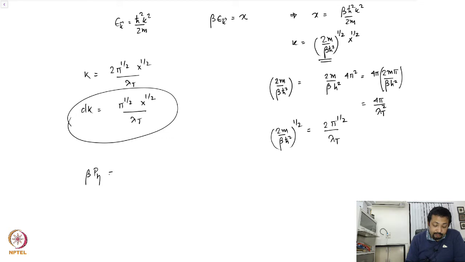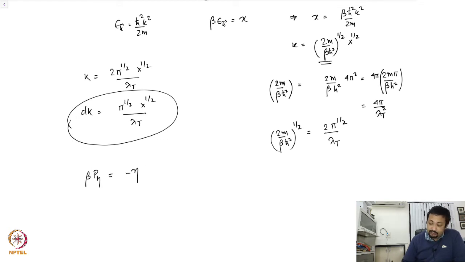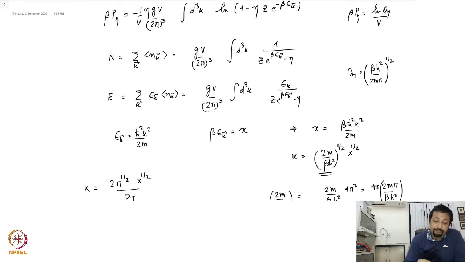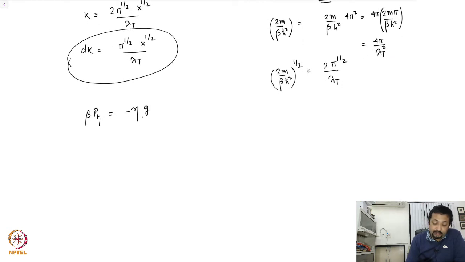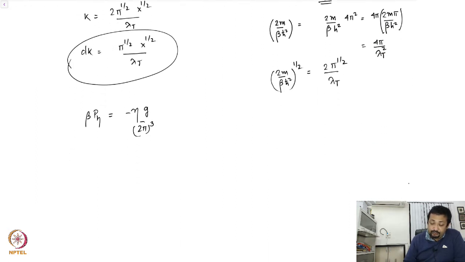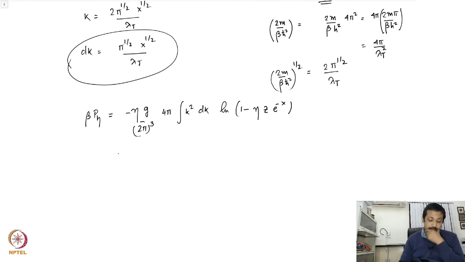So starting from the expression for the pressure, which is minus, recall when I have this beta p eta, there was a 1 by v sitting over here, because beta p eta is essentially ln q eta over v. So the v gets cancelled out, and therefore I will have minus eta g over twice pi whole cube. And then this measure becomes 4 pi k square dk. So I'm going to have 4 pi integral k square dk ln of 1 minus eta z e to the power minus x. Good. So let's simplify this further.